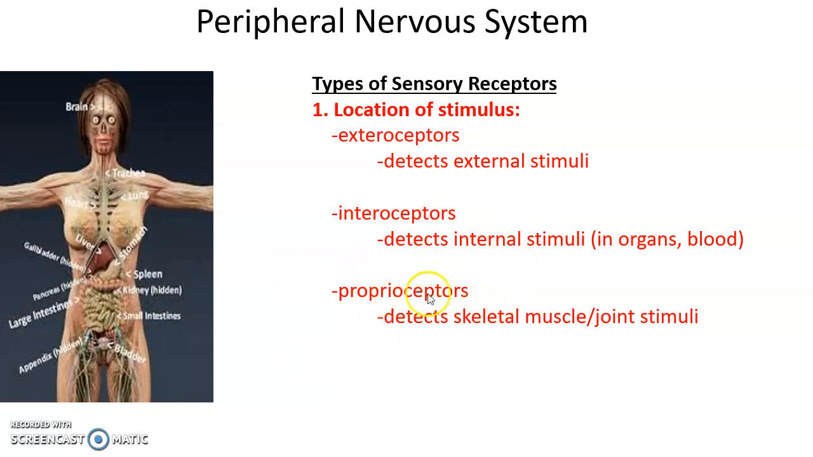And then the proprioceptors are kind of a mix between the two. Proprioceptors are specific for skeletal muscles and joints, and they are detecting things like stretch in the muscles and joints and how they're moving and where they are located relative to each other. So that's proprioceptors.